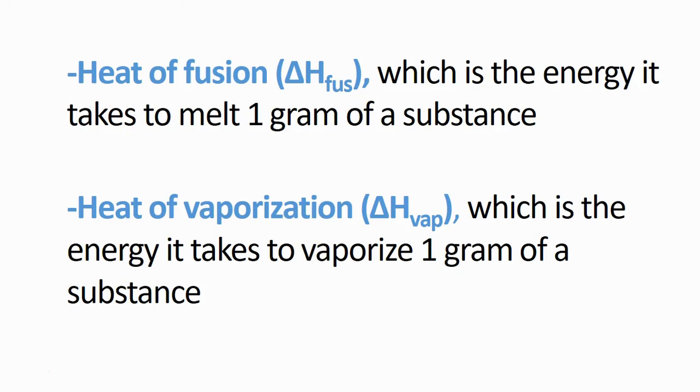What this means is it's just the amount of energy it takes to melt 1 gram of a substance. Heat of vaporization is the energy it takes to vaporize 1 gram of a substance. You might want to pause the video and write these 2 definitions down.